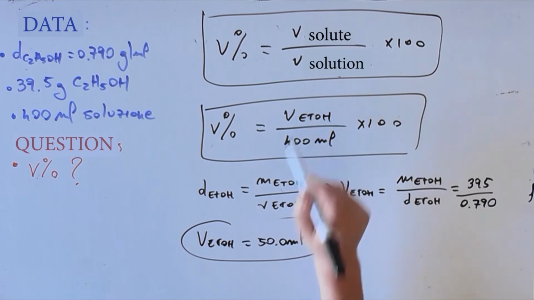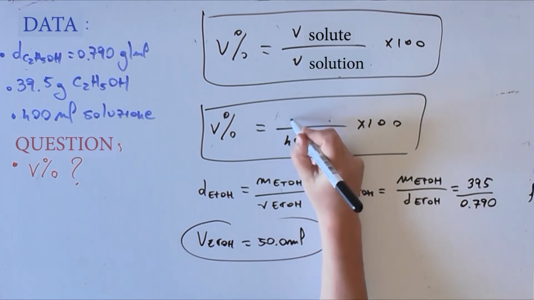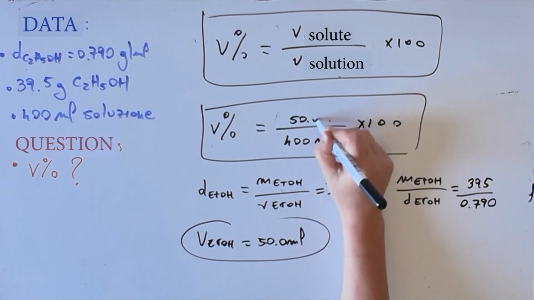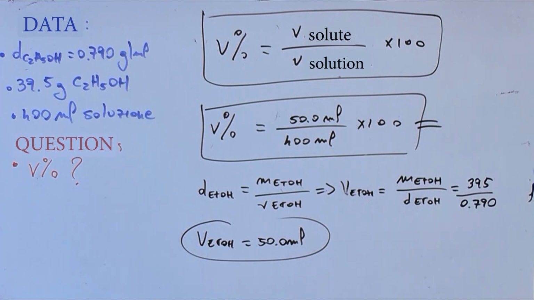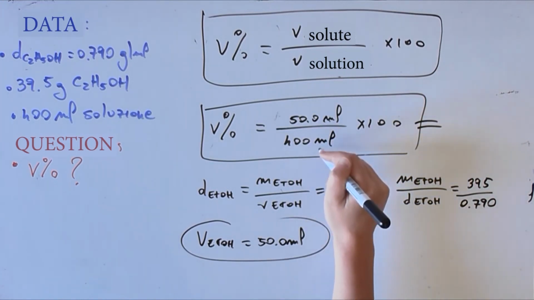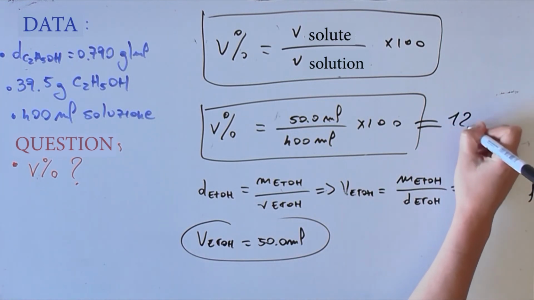So let's put it here, 50.1, and everything equals 12.5 milliliters. So that was the answer to our last problem.